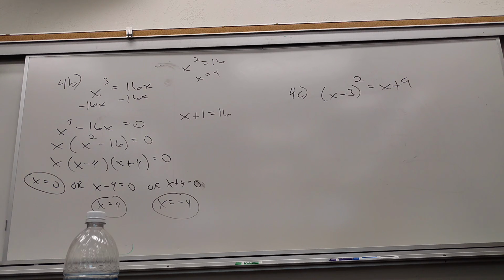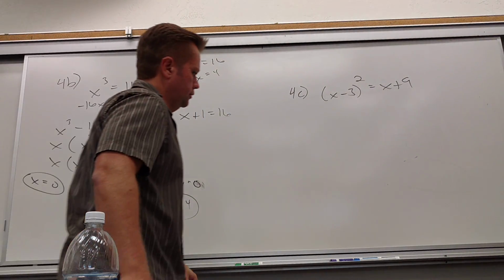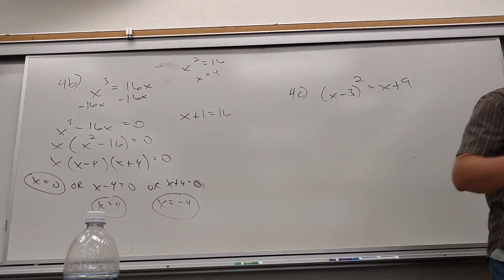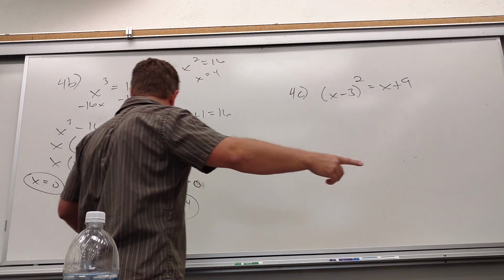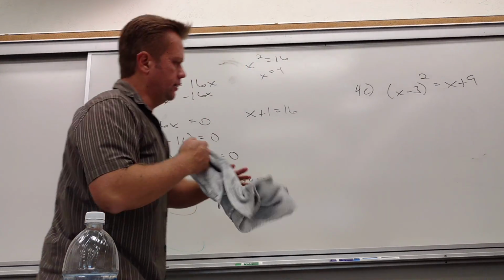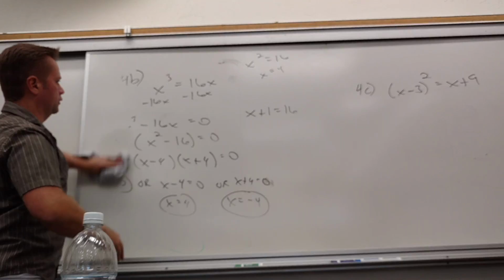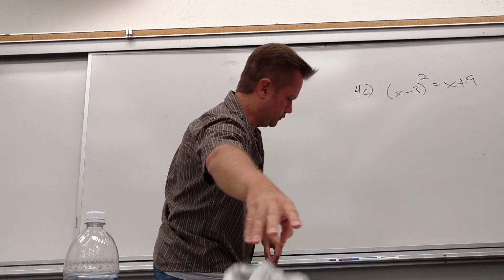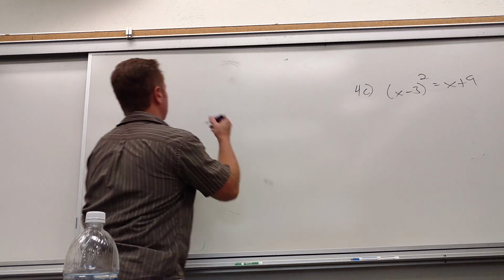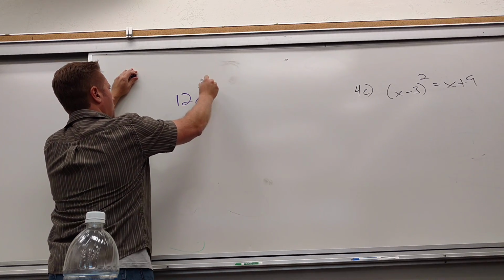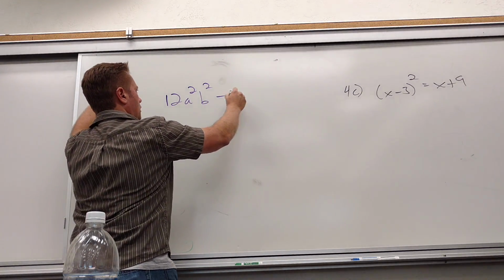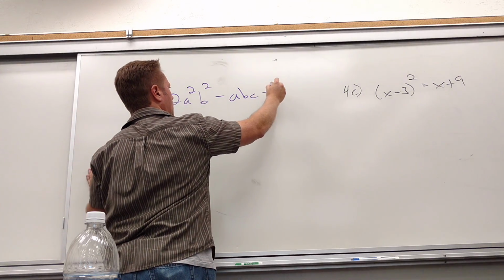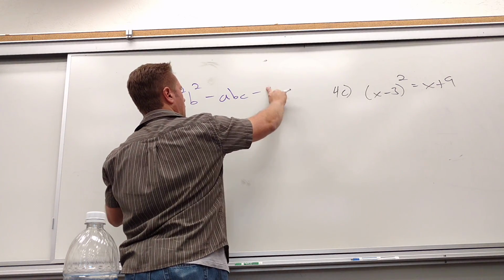Oh, yeah. All right. So we got to number 6, but I do have a request from the other day. I had that bonus question on there. Since we're talking about factoring, let me do that first. What was it again? 12a squared b squared minus abc minus 50c squared.